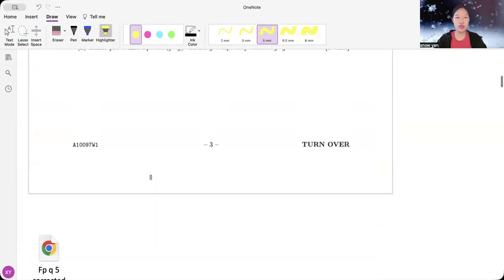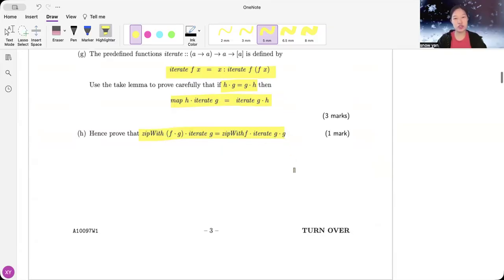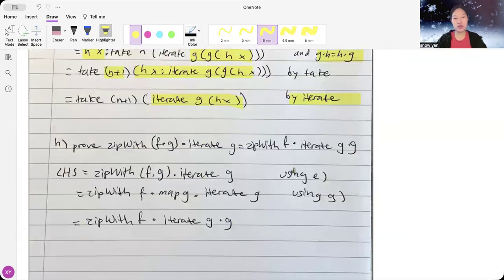And then finally, to finish this question off, we're asked to prove that zip with this equation, f of g of iterate g, is equal to zip with f of iterate g. So for this, because it's a 2-mark question, we know we're not going to do a full induction proof. We're just going to use what we have from before, right? So this was the equation we have. This looks awfully similar to the left-hand side form in E, so we're just going to replace that using property E.